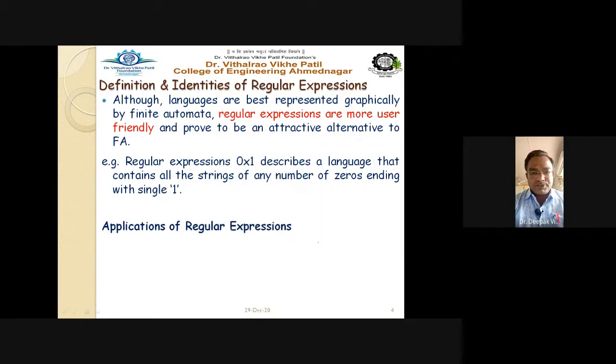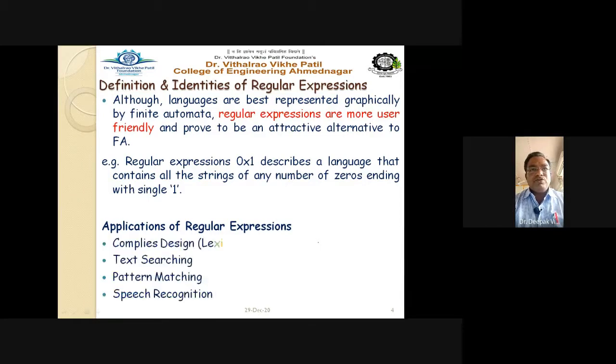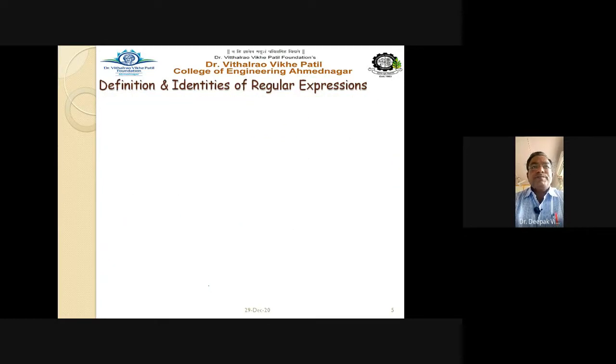See here, applications of regular expression. It can be used for compiler design, that is the lexical analyzer, text searching, pattern matching and speech recognition. So in all these four applications, regular expression is used: in compiler design, text searching, pattern matching, and the speech recognition application, that is natural language processing. So you can use the regular expression.